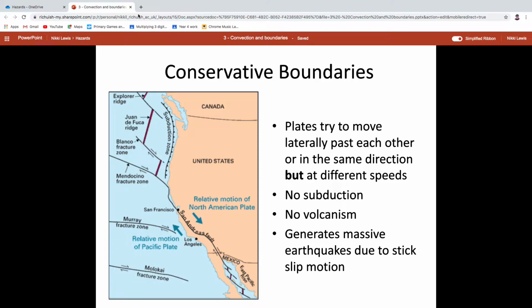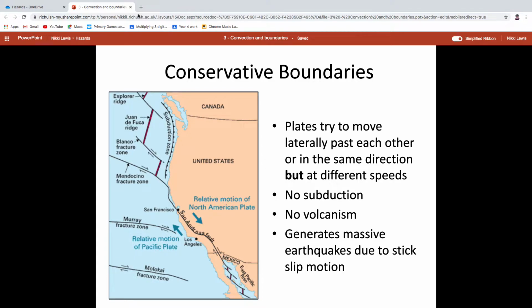Okay, your final type of actual plate margin are called conservative margins. You can call them transform or strike slip, but the vast majority of people call them conservative. The most famous one in the world is the San Andreas fault, which is why most maps and diagrams you will ever see about them are of the San Andreas. But there are others, definitely.